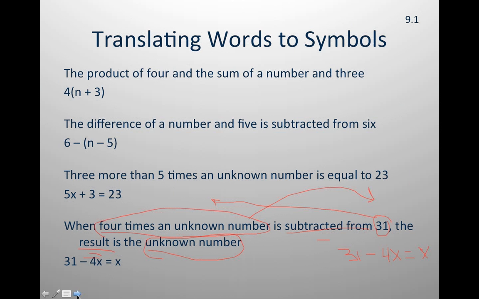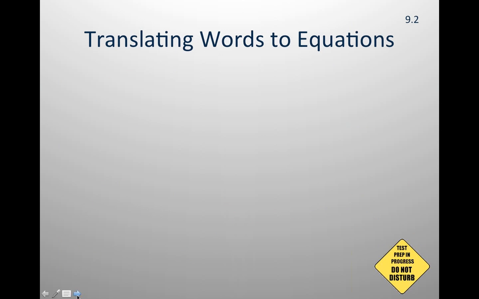Okay. It's best to circle the numbers and underline the operations, the keywords that let you know what operations to perform. The operations are the ones that are going to be the problem. The other stuff is not a problem. Okay, so the sum of a number and 6 is 11. This is going to be n plus 6 equals 11.